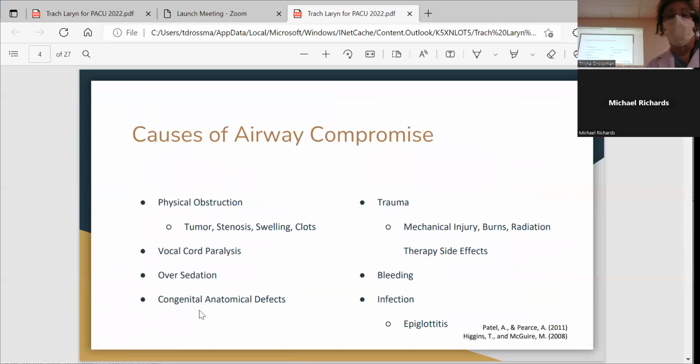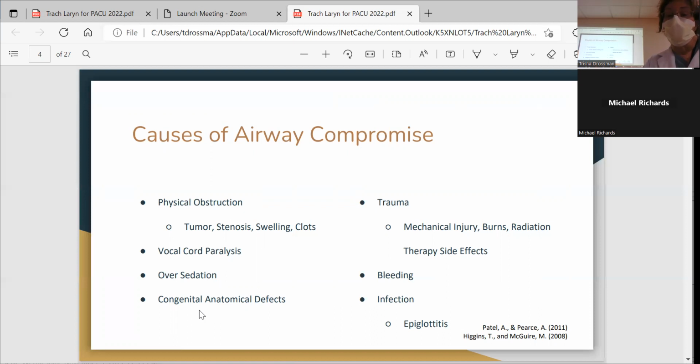Okay, so there are lots of reasons for airway compromise that can lead to these laryngectomies and tracheostomies. The most common that we see is a physical obstruction, whether it's a tumor that's invading the airway, or stenosis of the tracheal wall, perhaps because somebody's been intubated for a long time and developed tracheal stenosis. Swelling, like angioedema and anaphylactic reactions in the ER, and clots, bleeding. Vocal cord paralysis can also contribute to airway compromise, because the vocal cords aren't functioning as they should. Oversedation, so a patient's ability to take a deep breath is altered due to sedation. Any congenital anatomical defects, though we don't see too much of that.